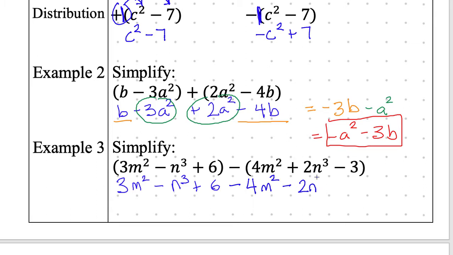2n cubed, yep. There it is. Thank you, Aurelio. Give yourself 50 XP. Aurelio correctly distributed that negative. All right. We're almost done. I need to find like terms and add them. Sam, go for it.